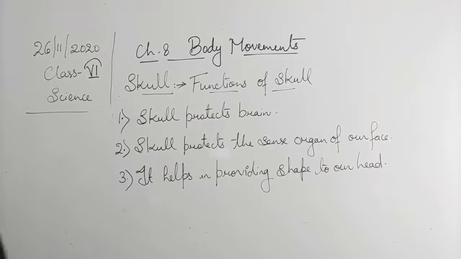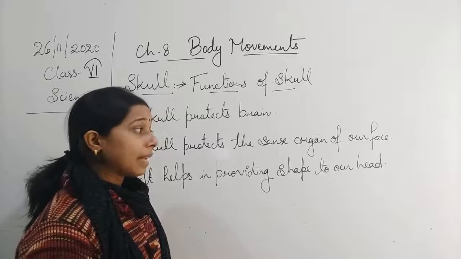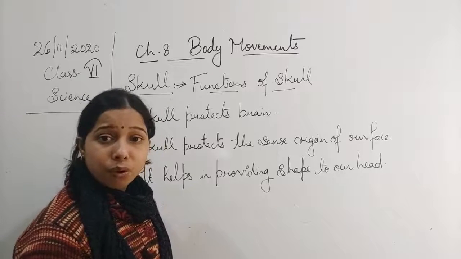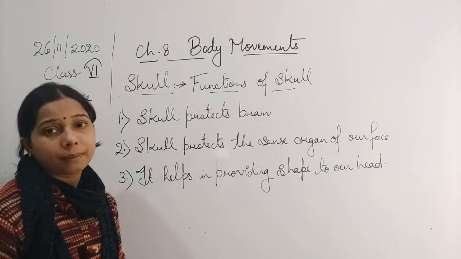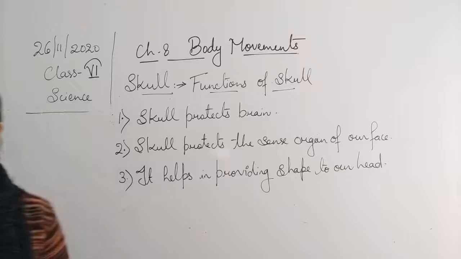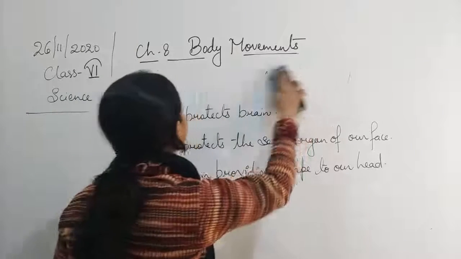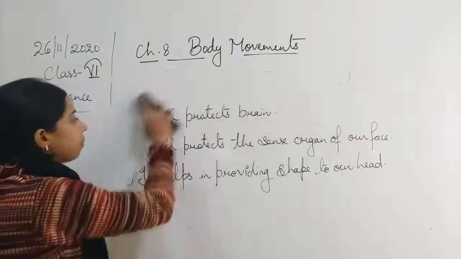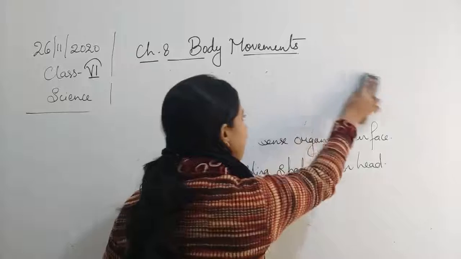So this is all about the functions of the skull. First, it helps in protecting the brain. Second, it helps in protecting the sense organs of our face. And third, it helps in providing shape to our head. Now we will move on and see the other part, the backbone, which is also very important, the skull as well as the backbone.